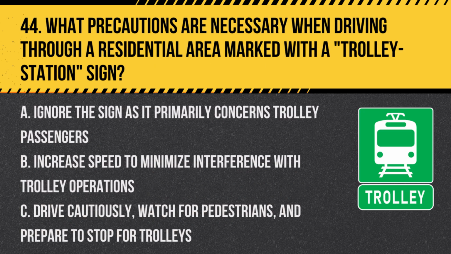Question 44. What precautions are necessary when driving through a residential area marked with a trolley station sign? A. Ignore the sign as it primarily concerns trolley passengers. B. Increase speed to minimize interference with trolley operations. C. Drive cautiously, watch for pedestrians, and prepare to stop for trolleys.